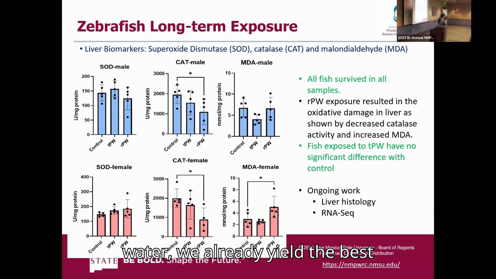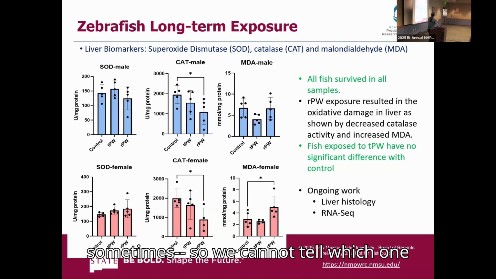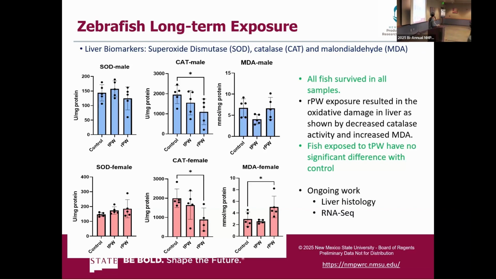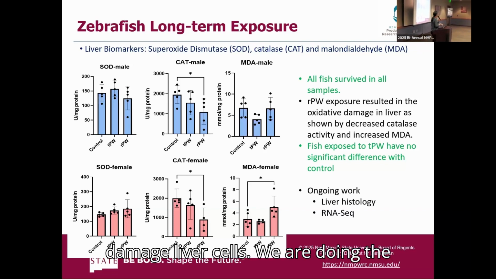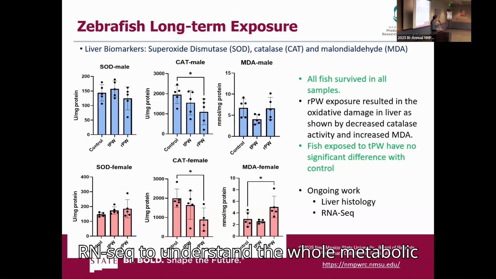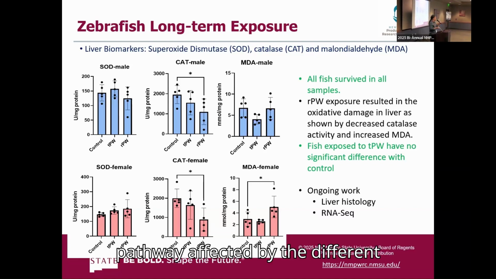For the control water, we already use the best available water we can get. But sometimes, maybe we cannot tell which one is cleaner. We're still doing some ongoing work, checking the liver histology to see whether there are any damaged liver cells. We are doing RNA-seq to understand the whole metabolic pathway affected by the different types of water.